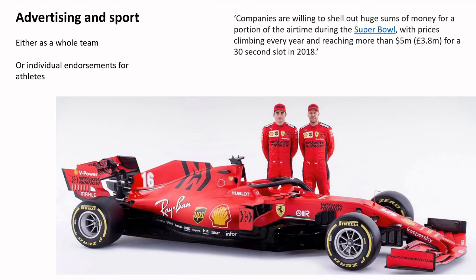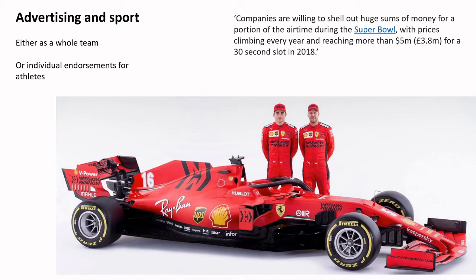So then you've got advertising and sport, and because I haven't talked about it for a while, we're going to talk about F1, because why wouldn't we? So this can be an individual or a whole team. Obviously, you've got people like Cristiano Ronaldo and Conor McGregor, the really big famous sports stars who have their own individual sponsorships, where they might wear a t-shirt with certain brand names on there.